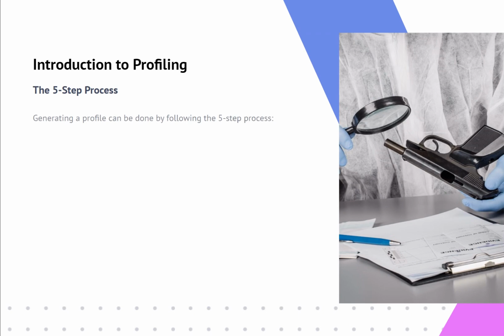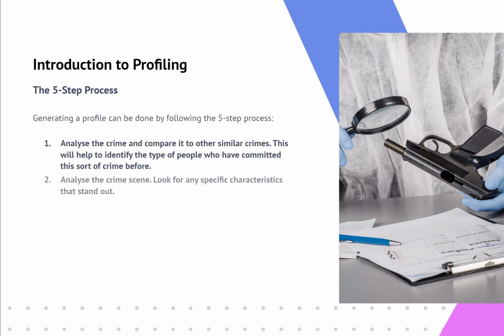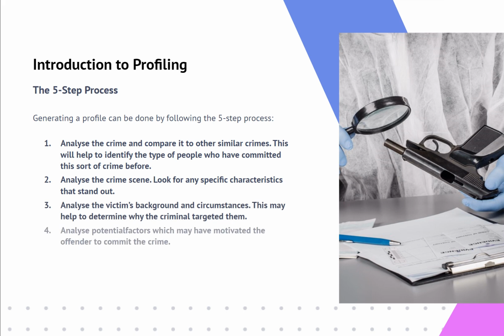The 5-step process. Generating a profile can be done by following the 5-step process. 1. Analyze the crime and compare it to other similar crimes. This will help to identify the type of people who have committed this sort of crime before. 2. Analyze the crime scene. Look for any specific characteristics that stand out. 3. Analyze the victim's background and circumstances. This may help to determine why the criminal targeted them. 4. Analyze potential factors which may have motivated the offender to commit the crime. 5. Using the above information, write up a description of the offender.